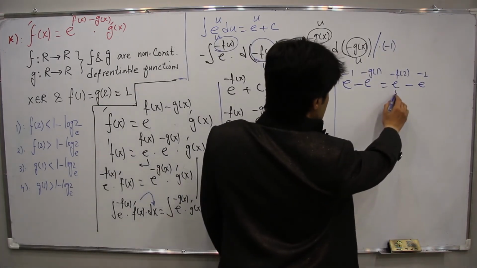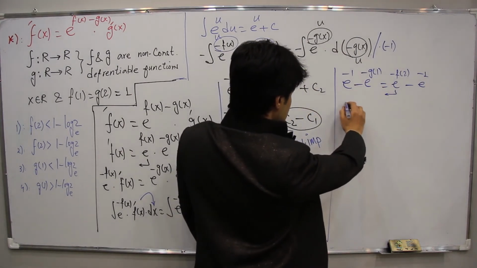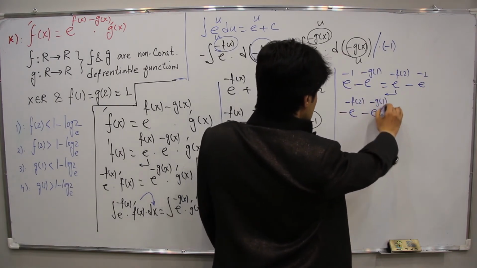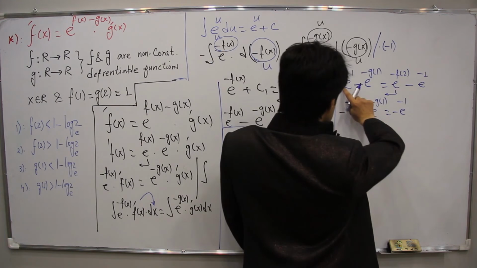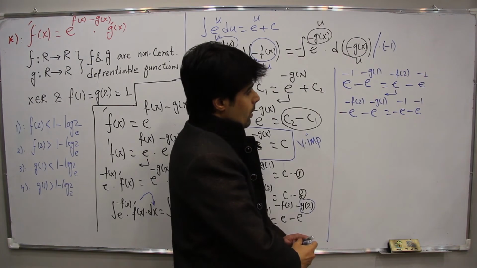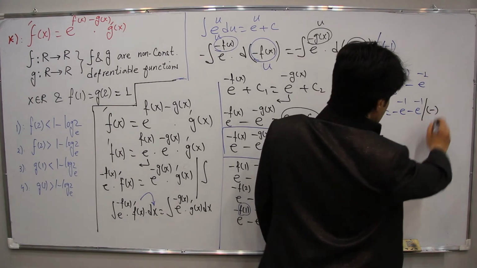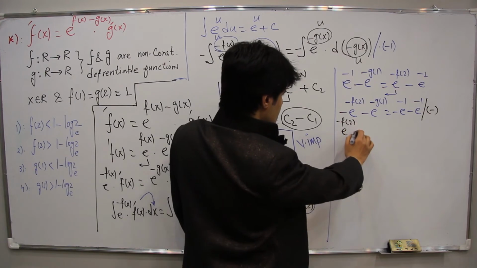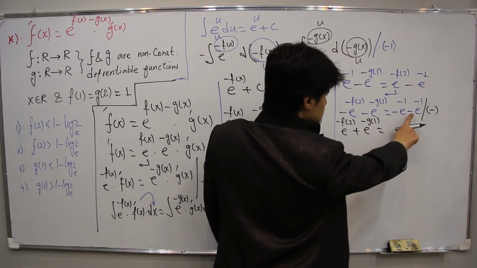Now, I want to bring this one here. It becomes minus e to the power minus f2 minus e to the power minus g1 is equal to this one, minus e to the power minus 1, and this one minus e to the power minus 1. Now, if I divide both sides with minus, it becomes plus e to the power minus f2 plus e to the power minus g1, and this one is plus, this one is also plus.